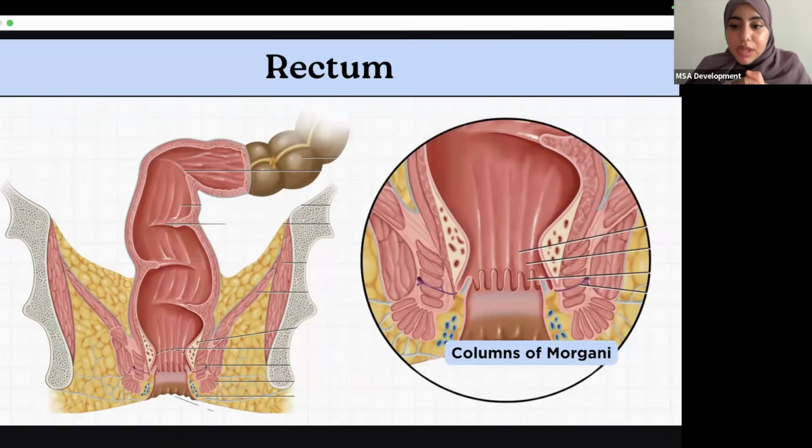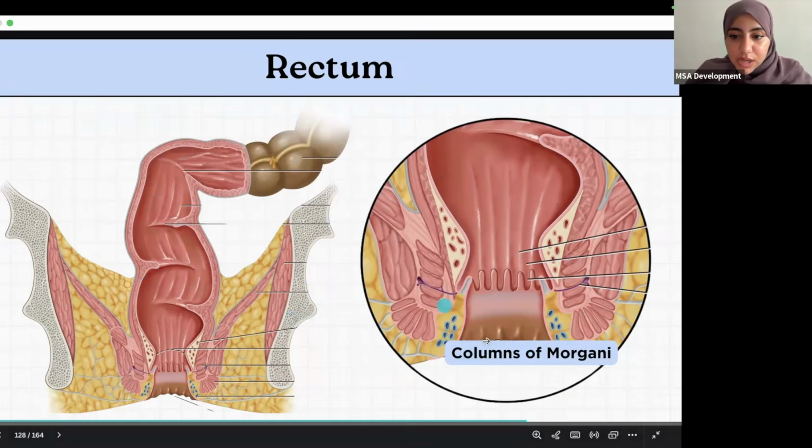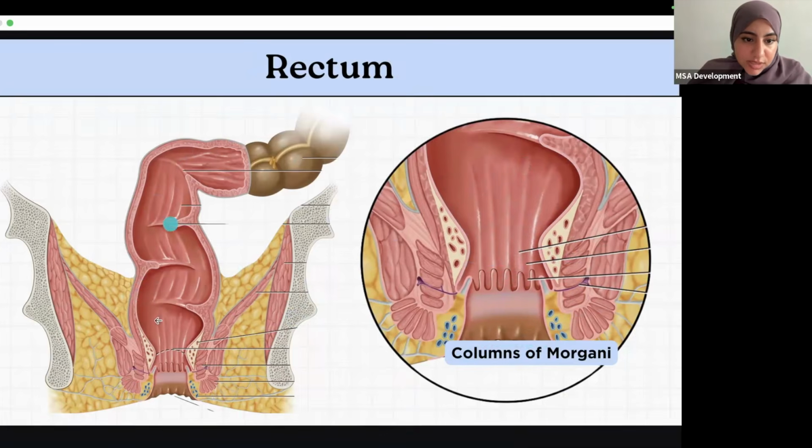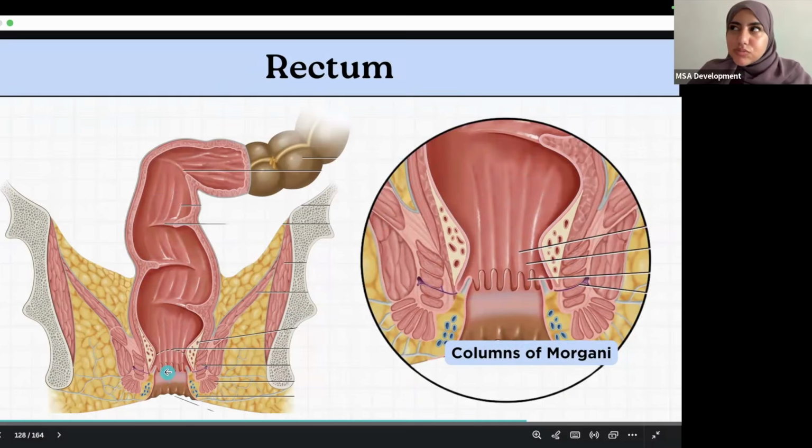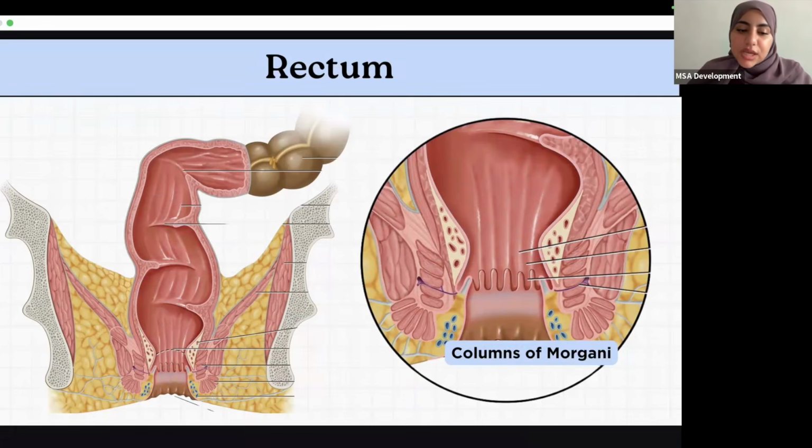Okay, now about the rectum. Now, the rectum, there isn't much to say about it. I'm going to talk about it more here, but these are called columns of Morgagni. This is the rectum, and these are the folds, and you learn more about it in anatomy. And this is like the dentate line or the Z line or something. I can't remember if it's the Z line, honestly.